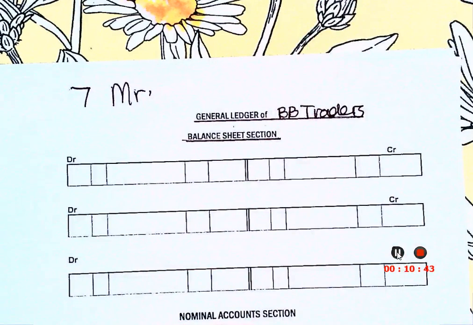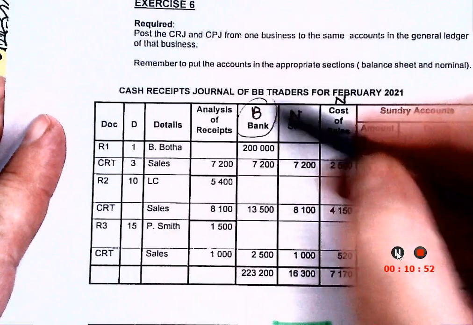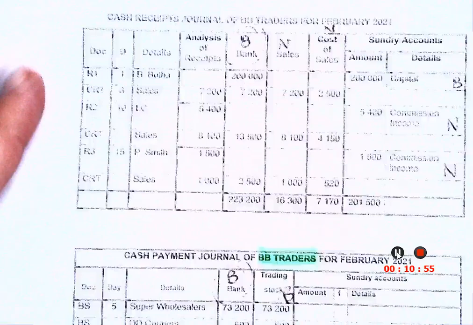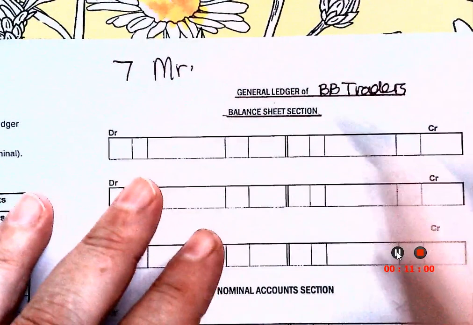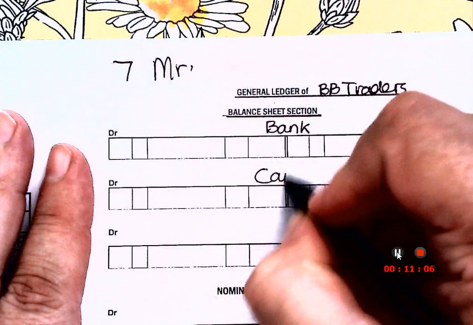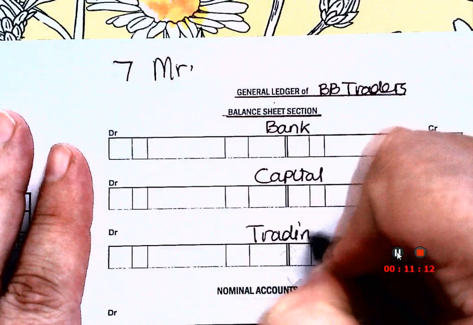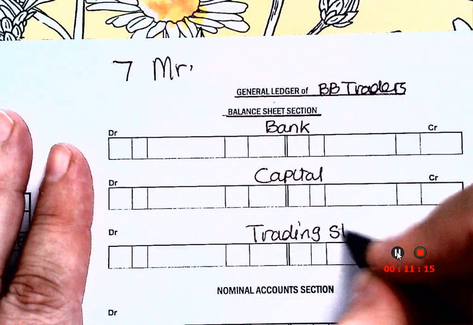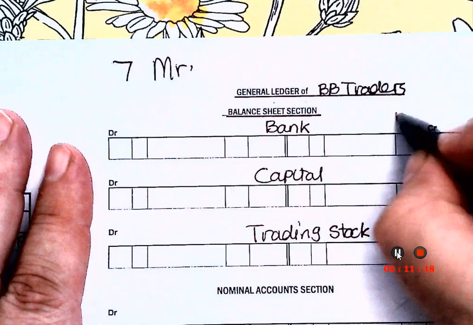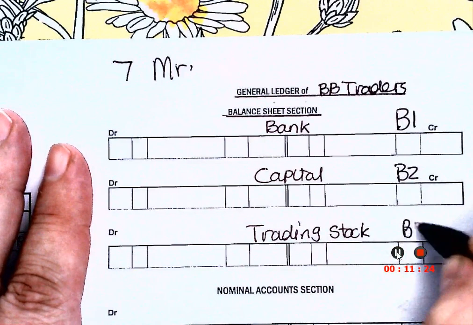And now I ask you, when I go back to these journals, what B's did I see? Can you see there's 3 B's? There's bank, capital, and trading stock. So we're going to open up bank, capital, trading stock. I know all 3 of them are B, so I make bank B1, capital B2, stock B3.